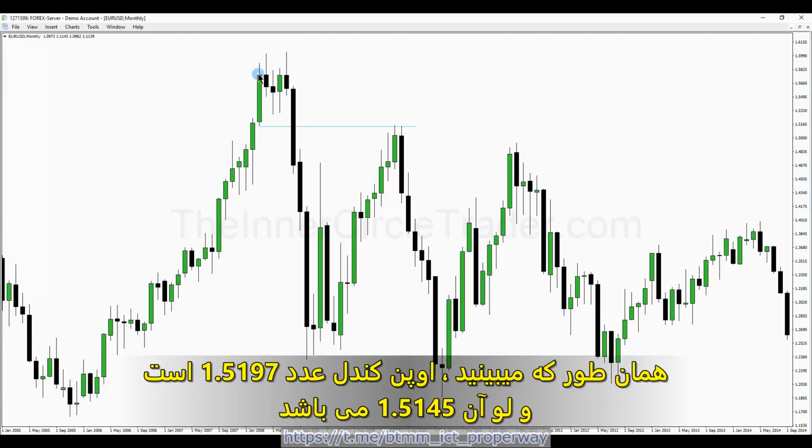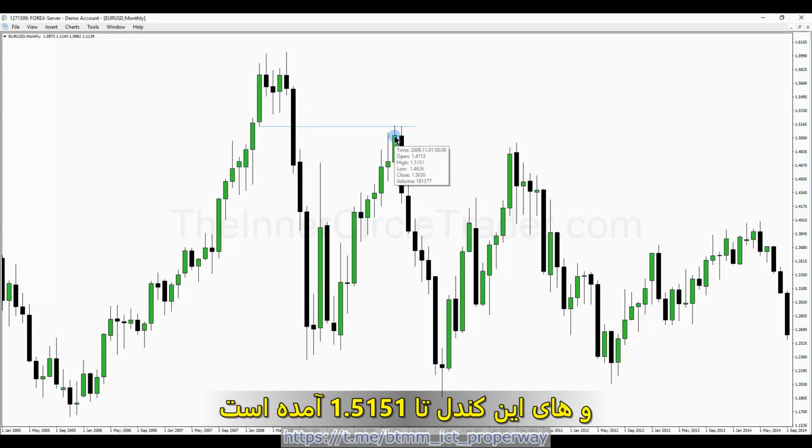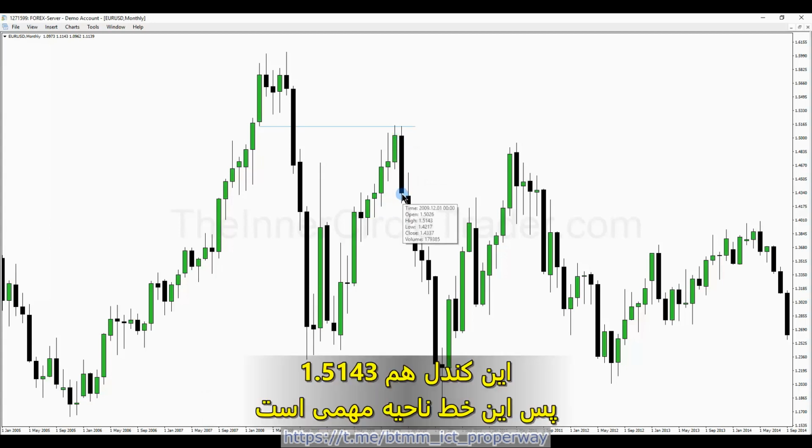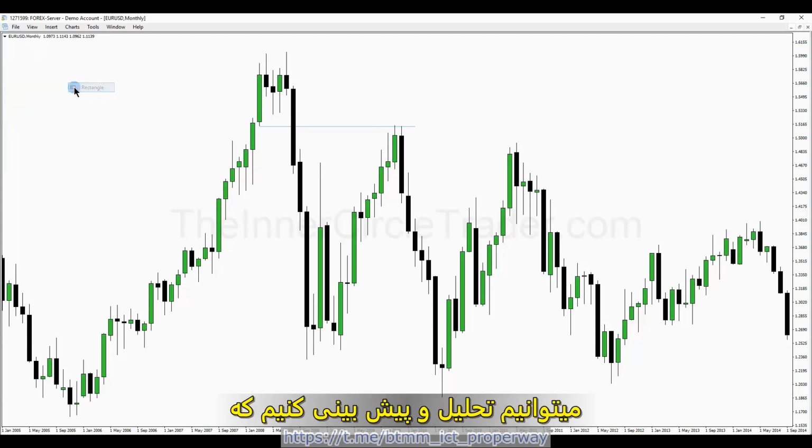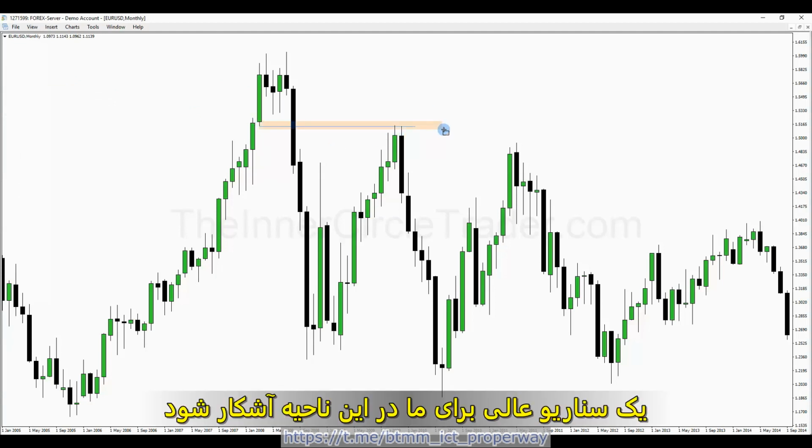You see the open comes in at 51.97 and the low comes in at 51.45, and the high comes in at 51.51 and 51.43. So very sensitive there. The idea is if we see this on a monthly chart, we can go into the marketplace and anticipate an ideal scenario to unfold in this area here.